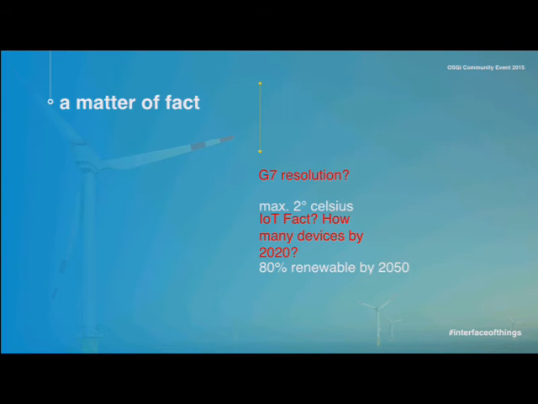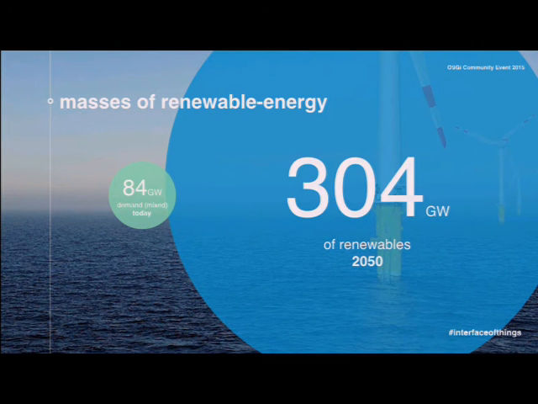Then the fact that we will have billions, we don't know how many billions, but billions of connected devices in the IoT that are part of the grid or somehow connected to the grid, makes it not easier. And in addition to this, we want to achieve by 2050 80% of renewable energy sources. This is just another slide about the renewable energy sources. Today we have about 84 gigawatt from all kinds of renewable energy sources, solar panels, windmills, etc., and in 2050, we want to achieve 304 gigawatts.